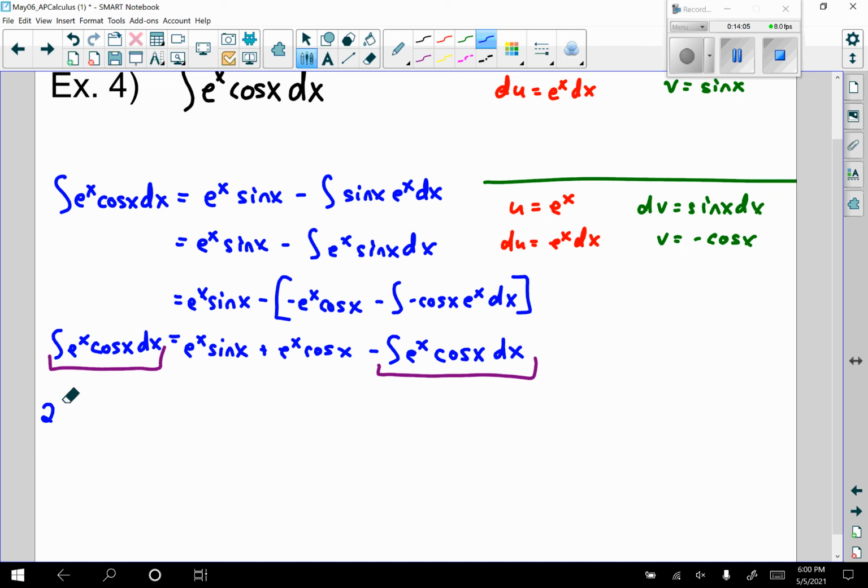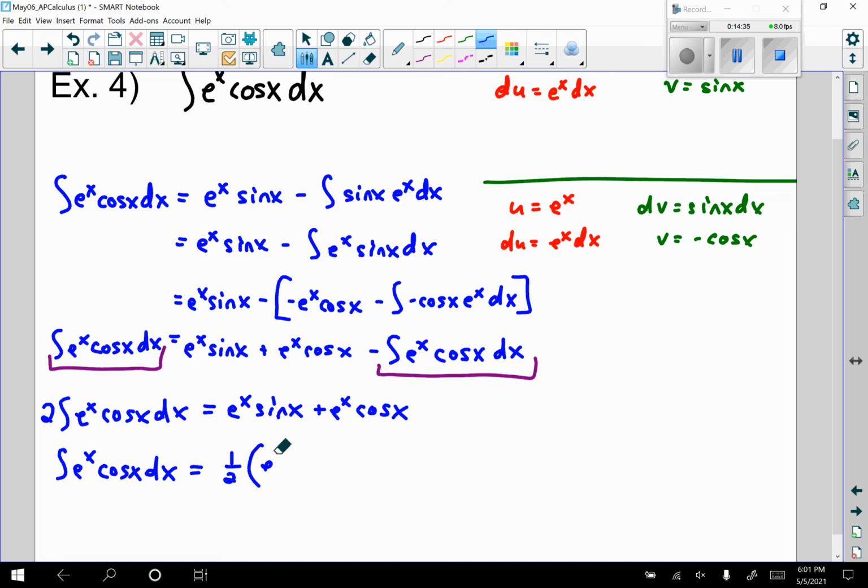So now we're going to get 2 of these integrals of e to the x cosine x dx is going to equal e to the x sine x plus e to the x cosine x. Now we will put our c in, but after we solve for this. So now to isolate this, all we have to do is divide by 2. So this integral, e to the x cosine x dx, is just going to equal 1/2 of this quantity, e to the x sine x plus e to the x cosine x. We'll put in our plus c at the very end.